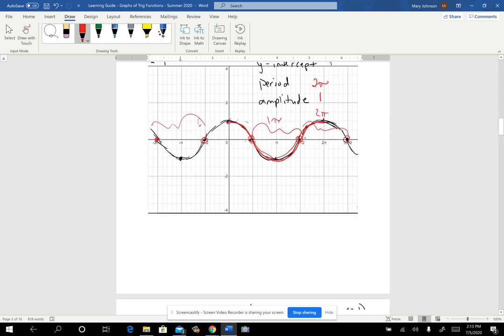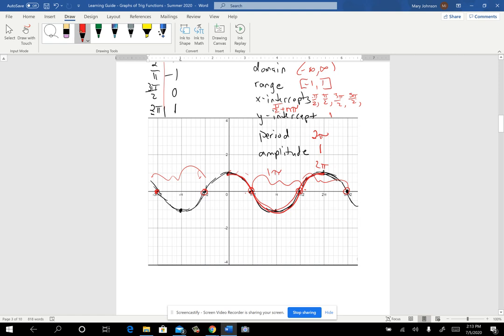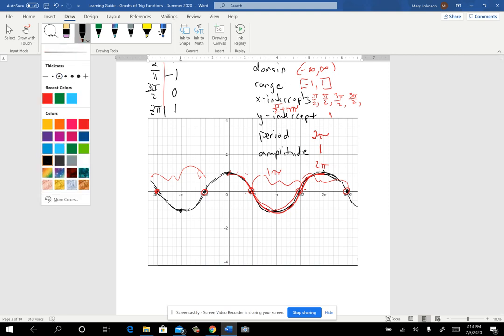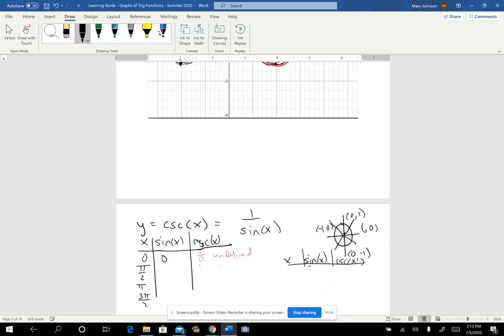All right, let's take a look. Oh, and I didn't write them. I didn't consider them because we don't really have them. I could have asked about asymptotes. There just aren't any. Vertical asymptotes, there just aren't any. All right, let's look at cosecant.